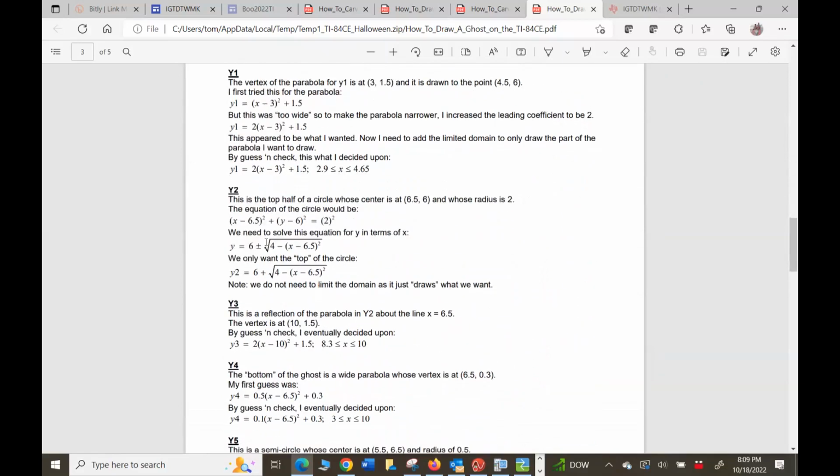But when I solve for this, I only want the top half of it. So I had to solve for y, and I didn't show each step, but trust me that it's okay. It's 6 plus that square root or 6 minus the square root. The minus would be the bottom part of it. And I also don't need to limit the domain as the circle pretty much limits itself, okay?